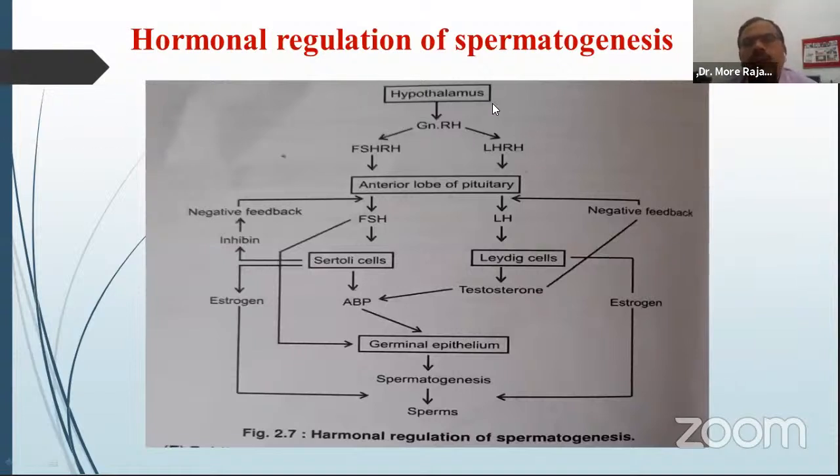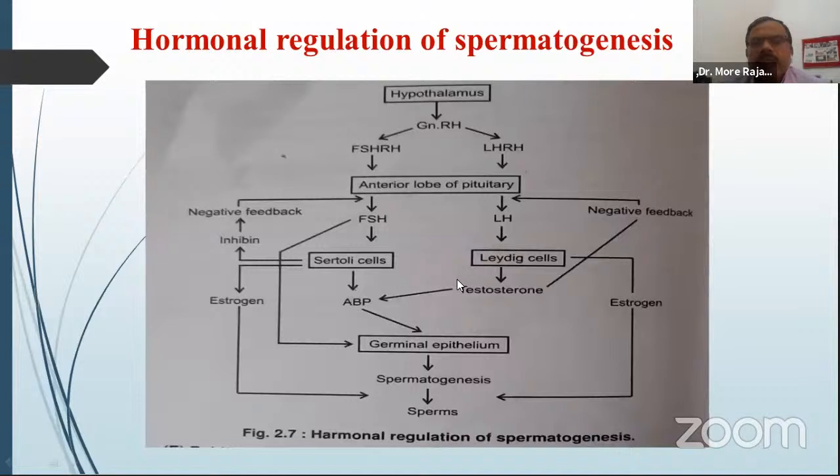It is shown here. The hypothalamus releases the gonadotropin-releasing hormone, the FSH and LH releasing hormones. These are liberated and further act on the anterior lobe of the pituitary gland, which is activated to secrete FSH and LH. FSH acts on the Sertoli cell. LH further acts on the Leydig cell, so that the Leydig cell secretes testosterone, while the Sertoli cell secretes ABP. Further, it activates the germinal epithelium, the process of spermatogenesis starts, and finally the sperms are produced.